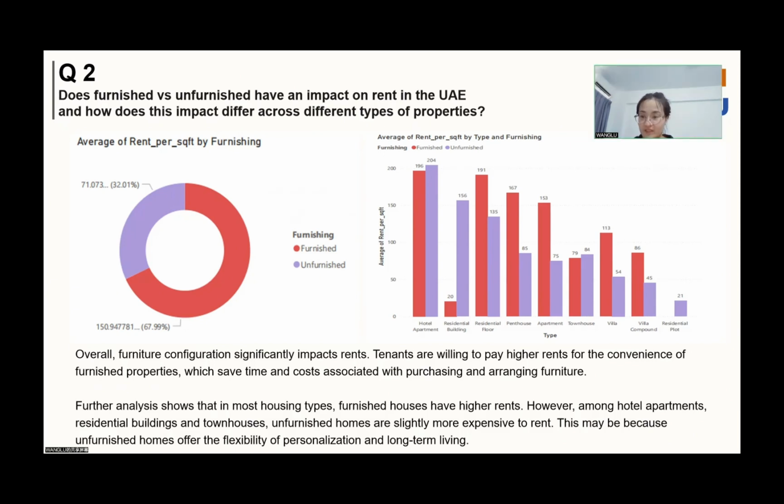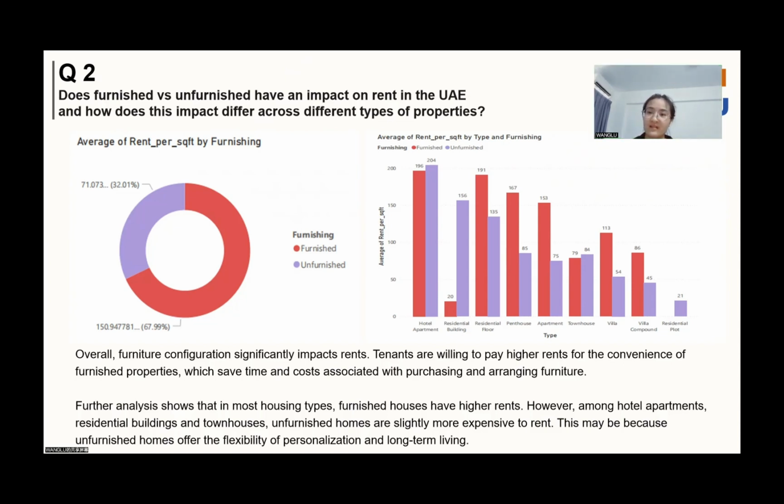Furnished house rent is higher than unfurnished house in most property types, especially in residential floors, penthouses, apartment villas, and villa compounds. But hotel apartment buildings and townhouses are the exceptions, with unfurnished rents higher than furnished ones.